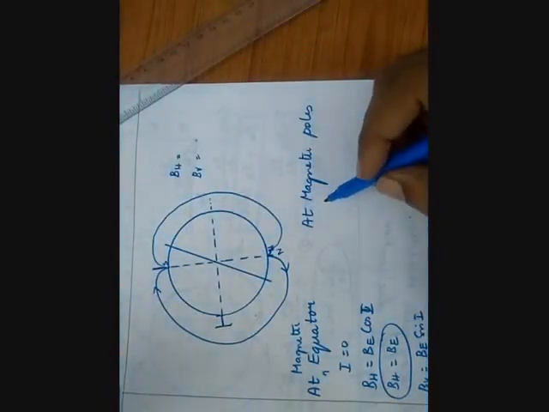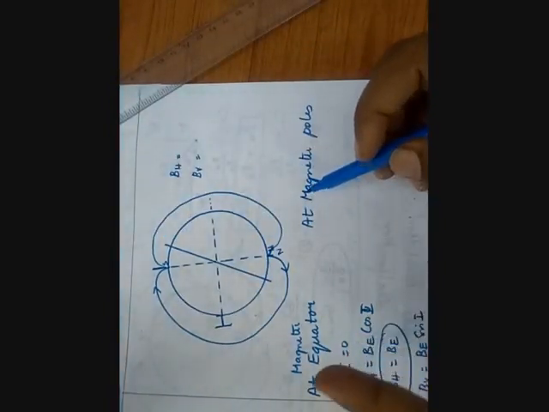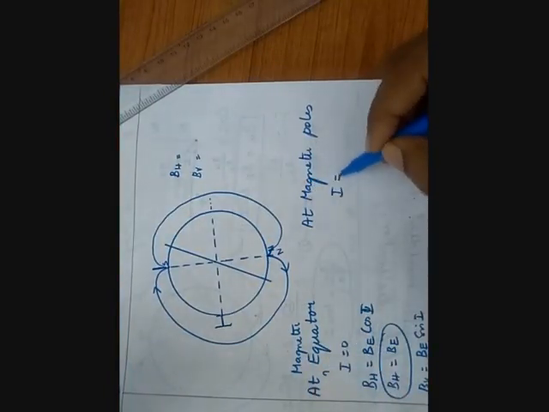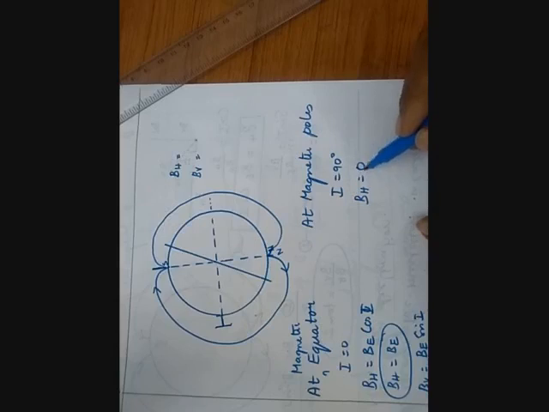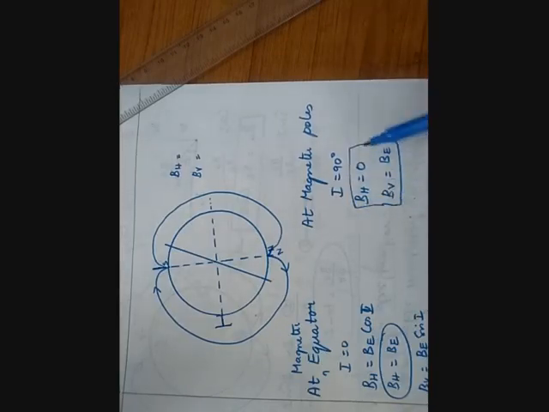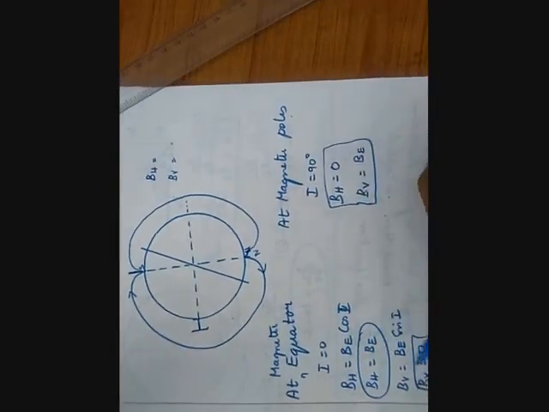In that case the angle of inclination I becomes 90 degrees. Then BH is equal to 0, because cos 90 is 0. And BV is equal to BE, because sin 90 is 1. So at the magnetic poles the horizontal component of the magnetic field is 0 and the vertical component is maximum. At the equator the horizontal component is maximum and the vertical component is 0.